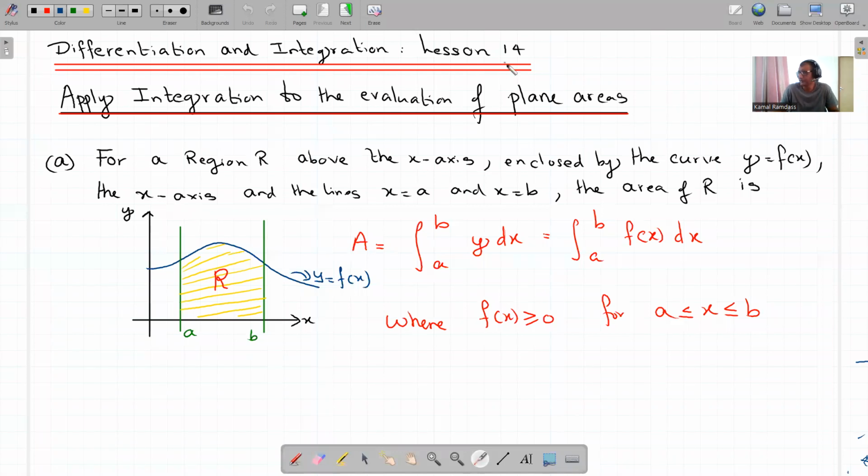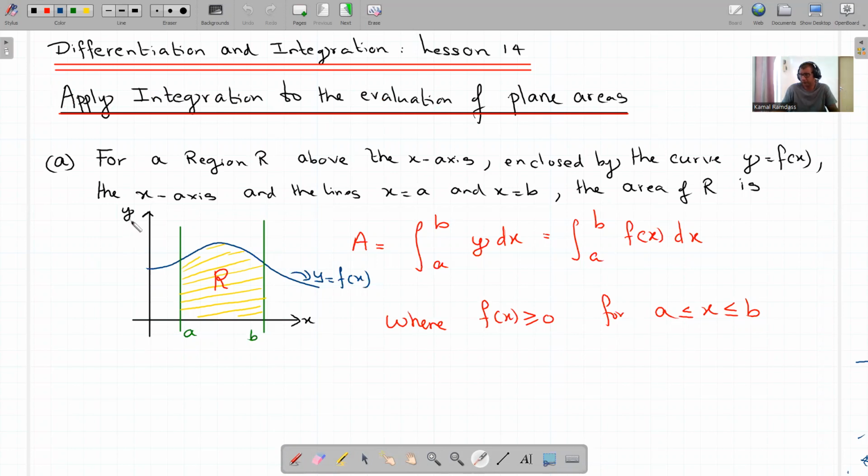Leçon numéro 14. Et ça, c'est le syllabus qui vient nous: Apply integration to the evaluation of plane areas. OK? Et là, il y a quelques théories que je vais vous expliquer avant, et puis là, je vais faire un exemple.